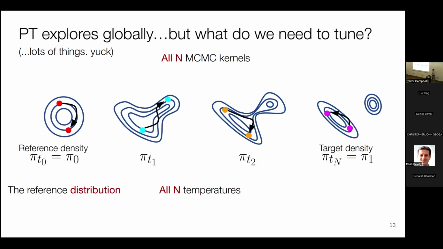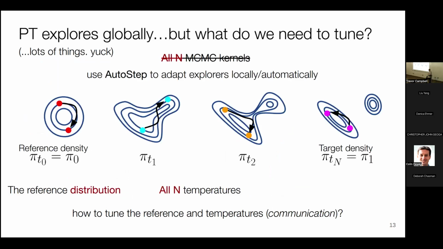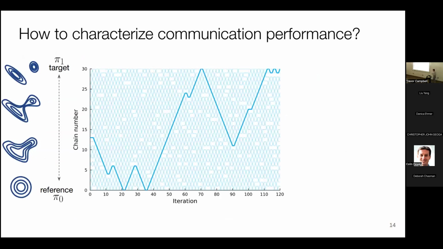Okay, so that's for the exploration. The answer to that is use autostep. Let's talk now about the communication side of parallel tempering, because we still have to analyze what the reference does, and what the temperatures do to the performance.